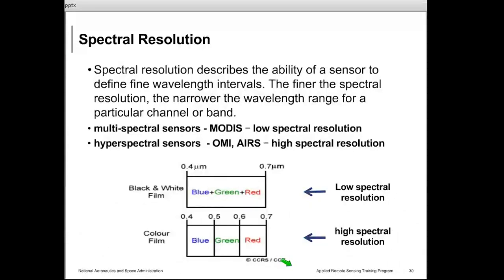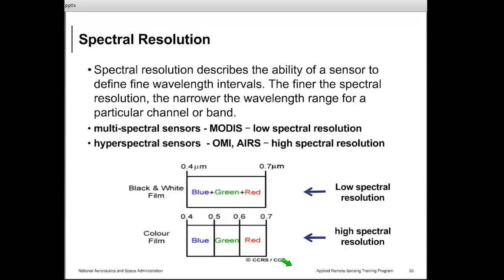Another term is spectral resolution. Spectral resolution describes the ability of a sensor to define fine wavelength intervals. The finer the spectral resolution, the narrower the wavelength range for which a particular channel or band is making measurements.